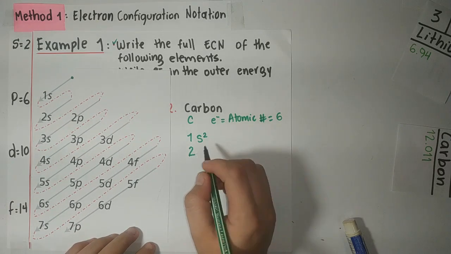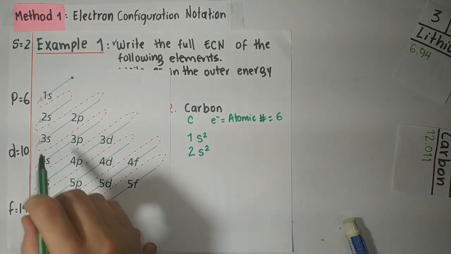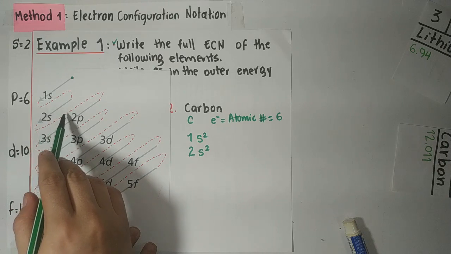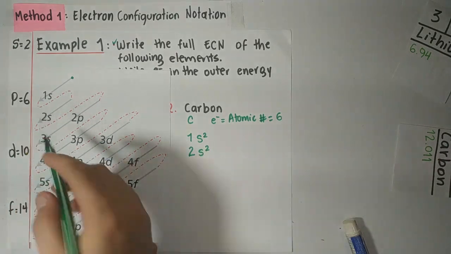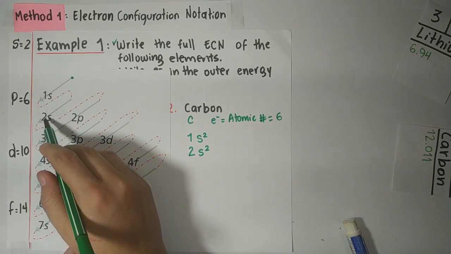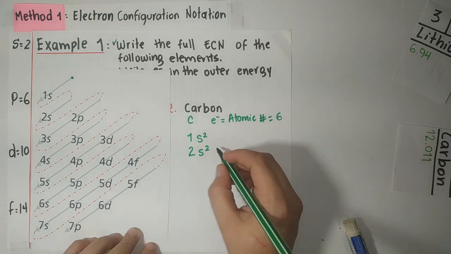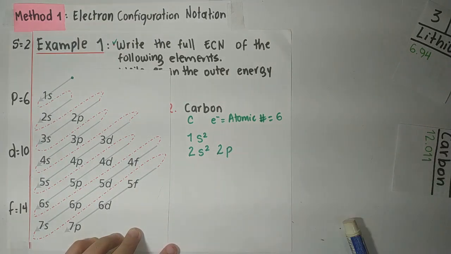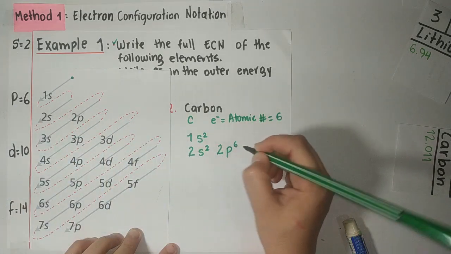I follow the path and I go to the second period. Now what do I have here? I have 2 electrons, and then I need to follow the path again, because I just have 4 electrons here and I need 6, so I need 2 more. So I will have to follow, and I realize that it goes to P. Now what happens when it's P? P is equal to 6.